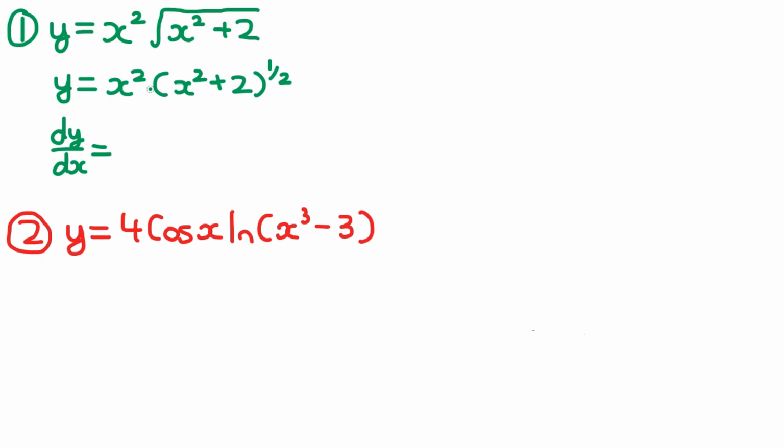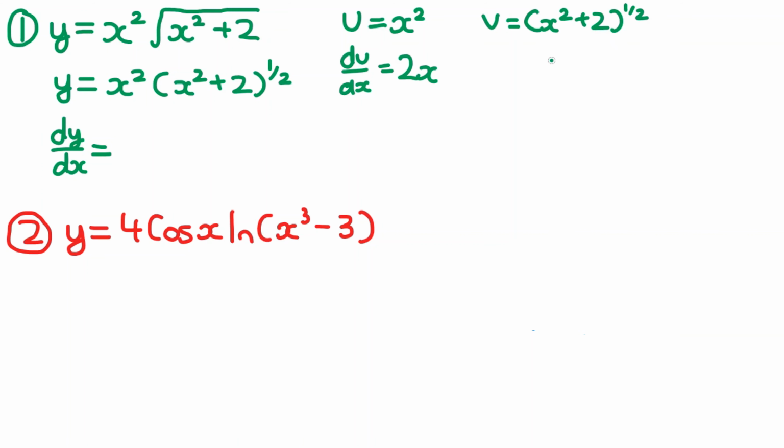Then here, we need to use the product rule because we have two functions multiplied together. We have x to the power of 2 and (x squared plus 2) to the power of a half. So if we say that u is equal to x squared, then du over dx is equal to 2x when we differentiate this. Therefore v is going to be equal to this other function, which is (x squared plus 2) to the power of a half.